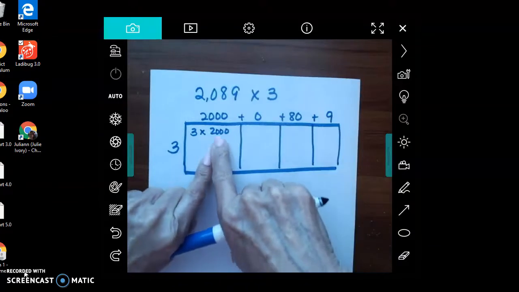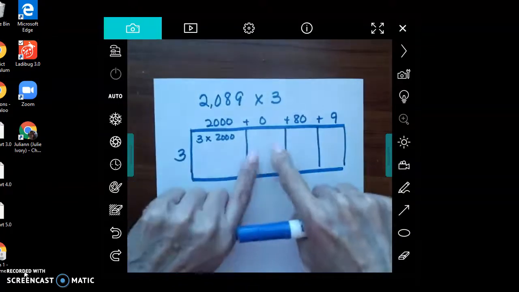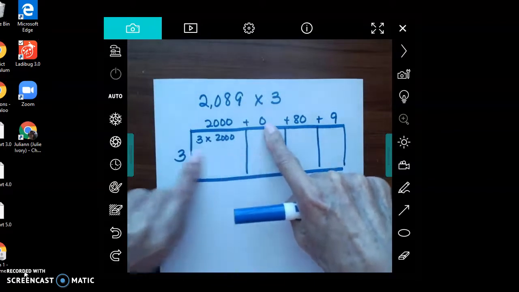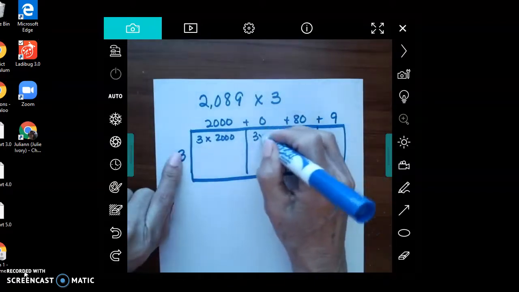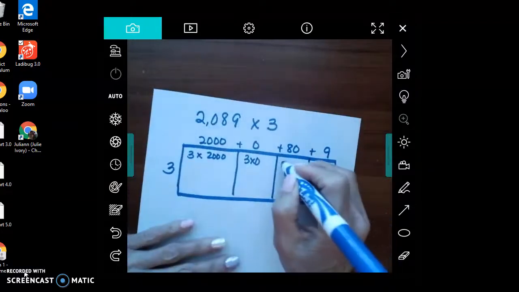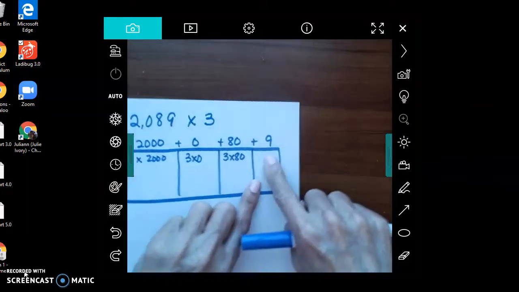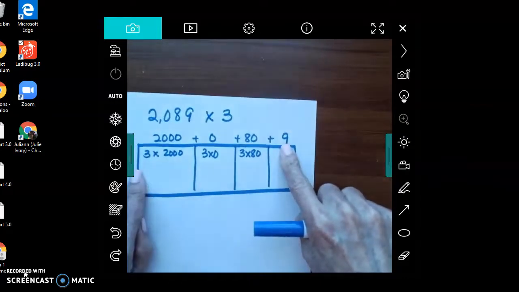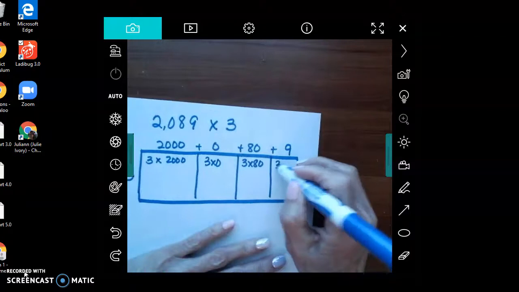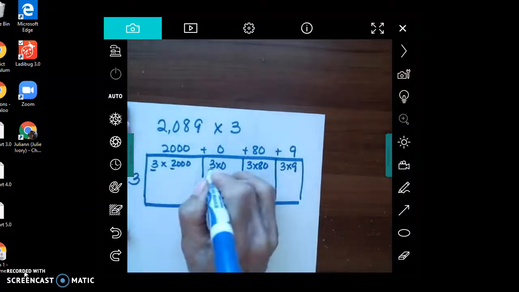And if you take your 2 fingers, this one goes up, then this one goes to the left. That's 3 times 2,000. This would be 3 times 0. This one would be 3 times 80. And this box is 3 times 9. I always like to underline my basic facts.